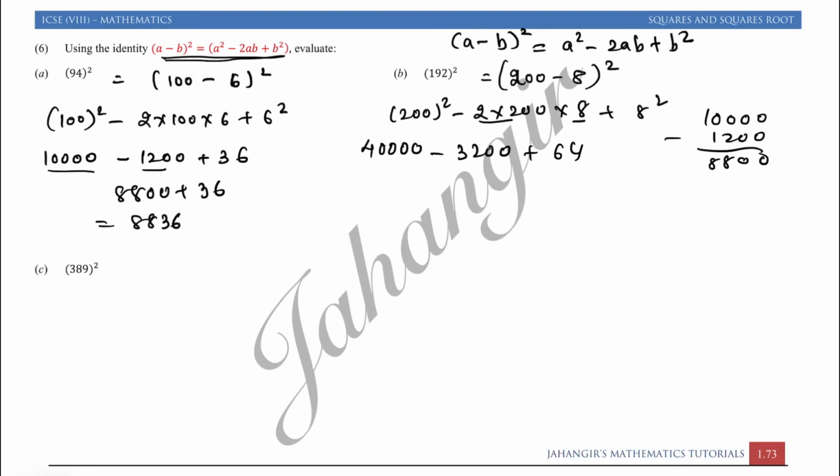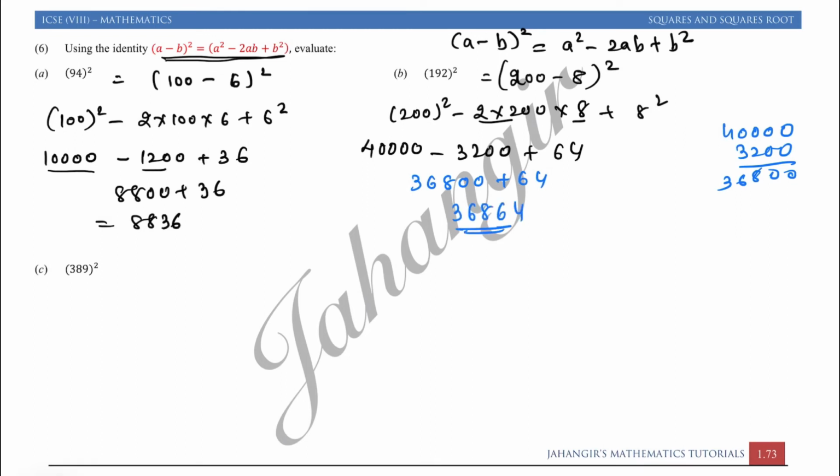Now let us subtract. We can erase this. 40,000 minus 3200. So 008. 9 minus 3 is 6. 36800 plus 64. So I can write 36864. Okay. Just check your total answer. 36864 is the answer. Now what can we do with this?